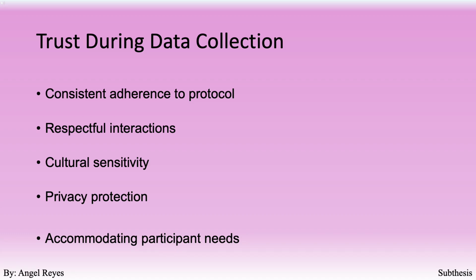Cultural sensitivity means recognizing and honoring diverse values, beliefs, and practices that participants bring to the research context. Privacy protection involves safeguarding participants' personal information and creating comfortable environments for data collection, especially for sensitive topics. Accommodating participant needs means being flexible about scheduling, location, or procedures when possible to reduce burden and demonstrate consideration. These practices maintain trust by showing that researchers value participants beyond their data contributions.